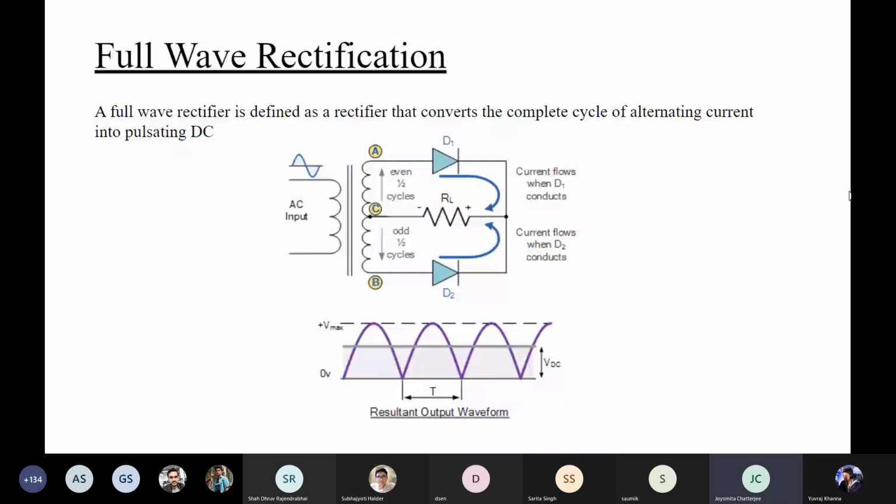The rectified output over here, you can see, conducts for both the positive and negative half cycles. So you have the entire pulse in the DC form. Obviously, just like I told you in the case of the half-wave rectifier, here also you're going to have some AC components of minute amplitude, and that is in the form of ripples. So next slide, we have the bridge rectifier section.